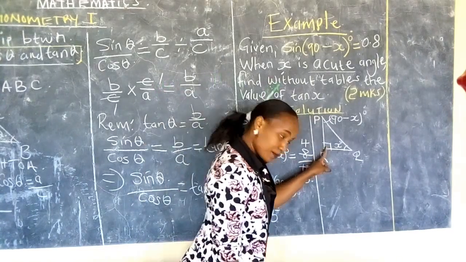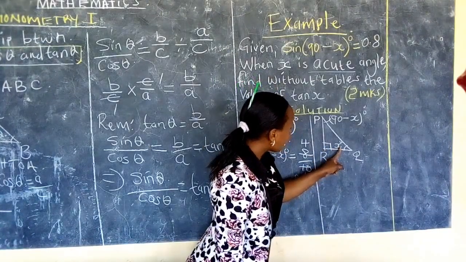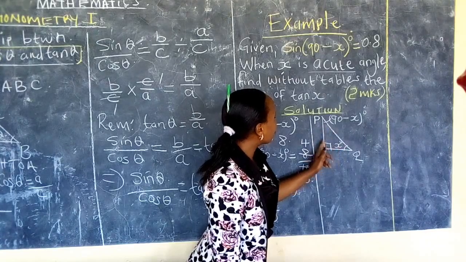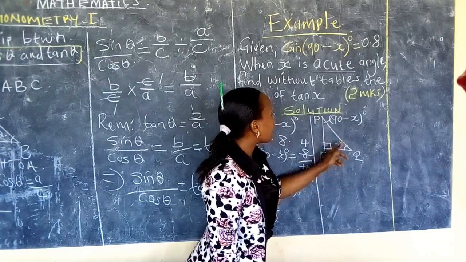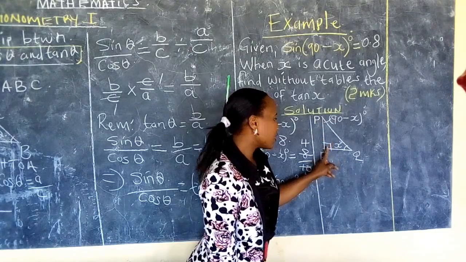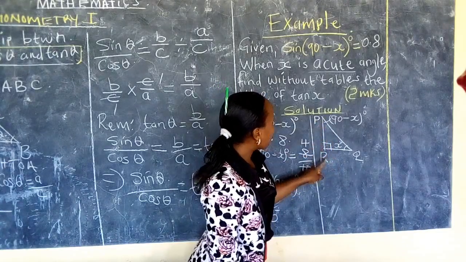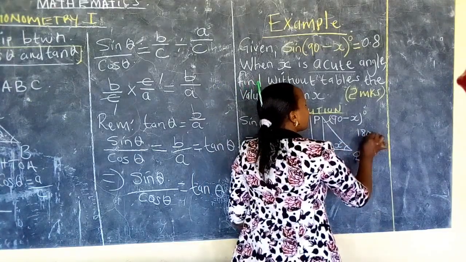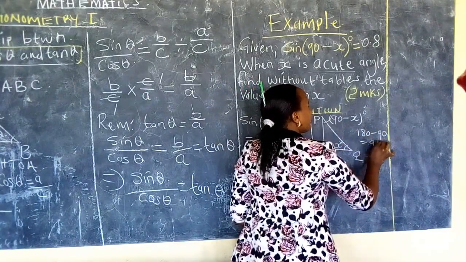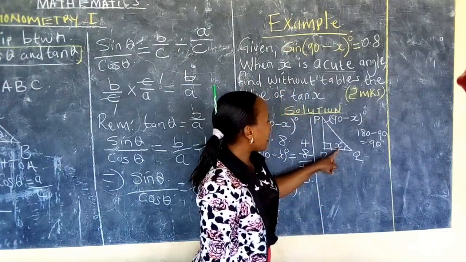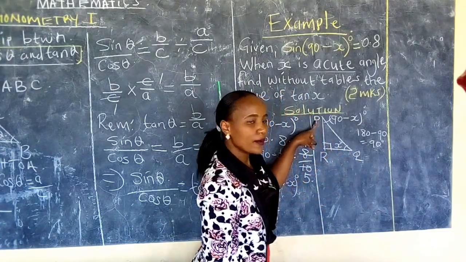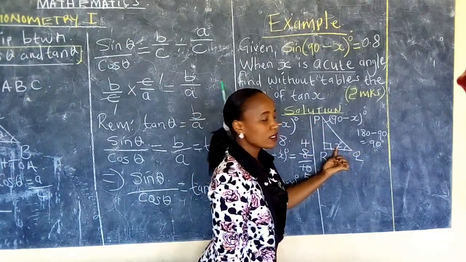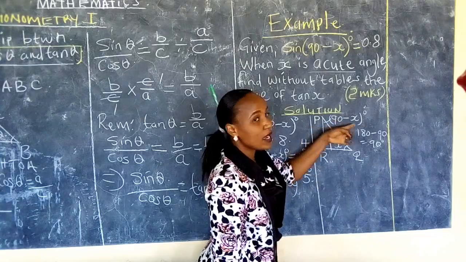Remember, this angle is 90. This is x. Because we know the sum of angles in a triangle sum up to 180 degrees, if angle R is 90 degrees, then 180 minus 90 gives 90 degrees. So it means that angle Q and angle P sum up to 90 degrees. And now that we are given x, this one will be 90 minus x.